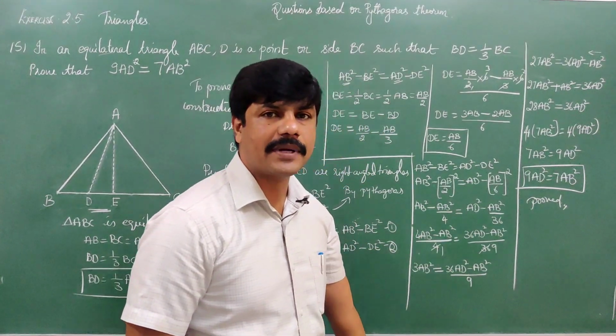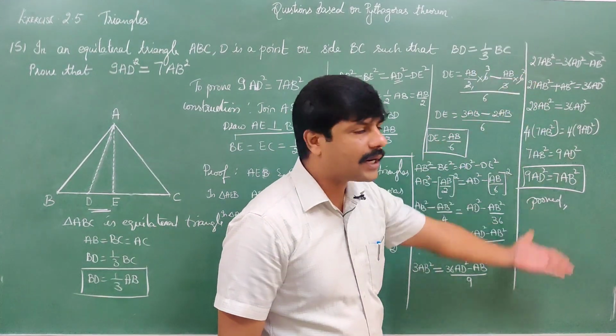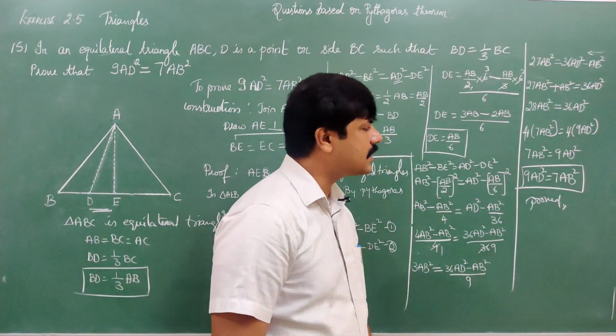Then just addition, subtraction. For that you should know LCM, everything. Okay, so if you do proper addition, subtraction, transformation, everything, then you will get 9 AD square is equal to 7 AB square.